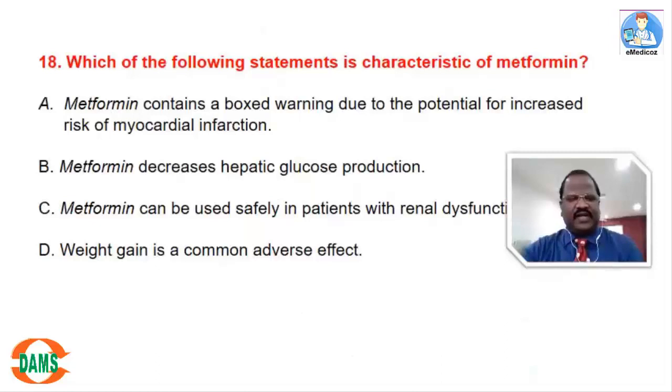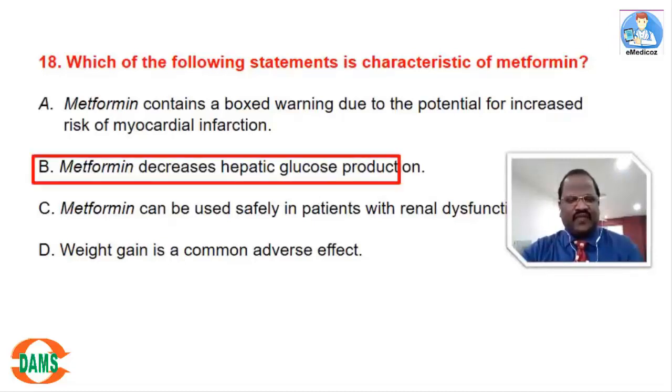Question number 18. Which of the following statements is characteristic of metformin? The options given are: metformin contains a boxed warning due to the potential increased risk of myocardial infarction; metformin decreases hepatic glucose production; metformin can be used safely in patients with renal dysfunction; weight gain is a common adverse effect of metformin. The right answer for the question is option B. Metformin decreases hepatic glucose production.